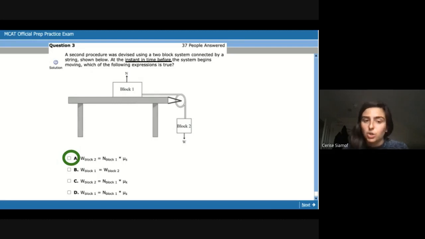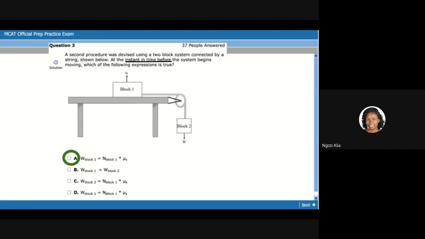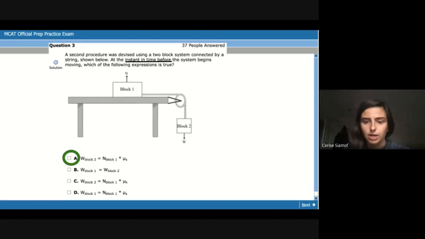But then we get the normal force, or we get the force of friction, from the weight of block 1, because that's the normal force that's acting on block 1. So that's why both are involved. Okay. Are there any other questions?